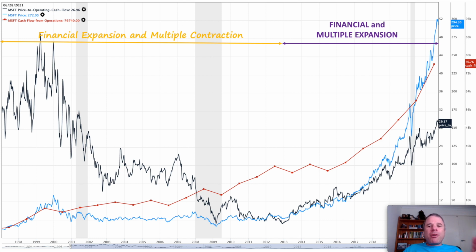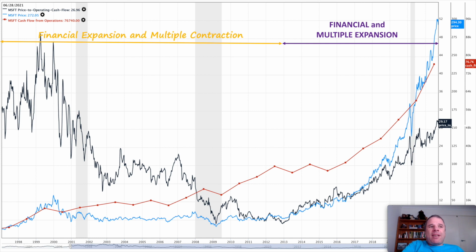But there was a long period of time here between about 2000 and about 2012 and 13, where the share price of this company just went sideways. There was no increase in the share price. And the reason there was no increase in the share price was because back in 1999-2000, the price operating cash flow for this company was really high. And then we saw a long period of multiple contraction lead to the share price just going sideways, even though the cash flow from operations was improving.